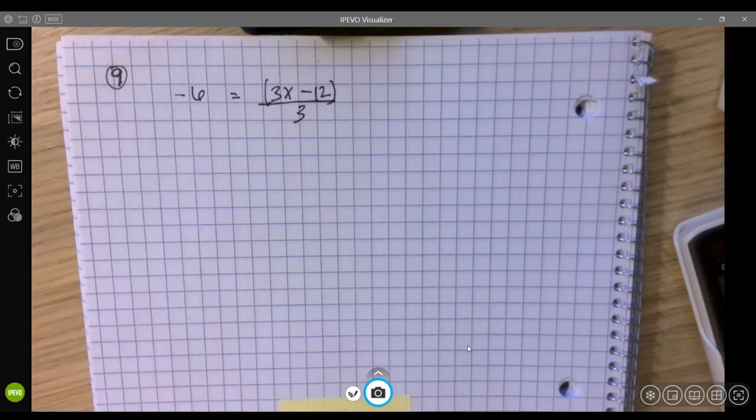Hi friends, this is problem number 9. Okay, so I've got -6 equals the quantity 3x minus 12 divided by 3.